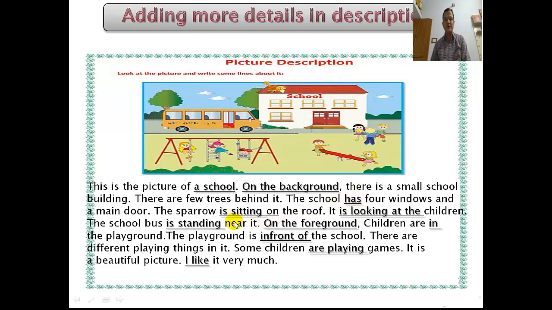Is sitting on, is looking at the children, is standing and are playing. Then another phrase is on the foreground. This is called the foreground of the picture, and we use some prepositions in the sentences, and at the last we use simple present tense in just one sentence. I like it very much.